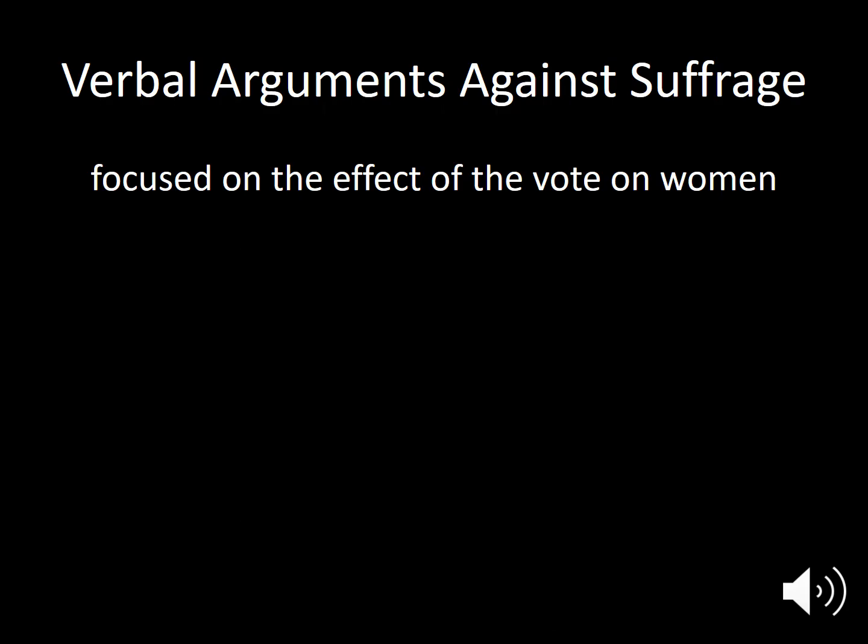So, to make things really clear, there were both verbal arguments, arguments that were written in pamphlets, that were delivered in speeches, that were parts of congressional debates on the floor of the Senate or House. There were also visual arguments. So, what I want to do now is sort of summarize what some of the primary verbal arguments were.